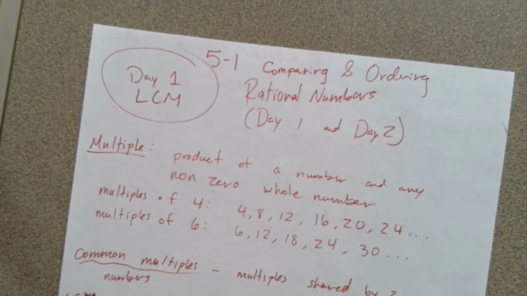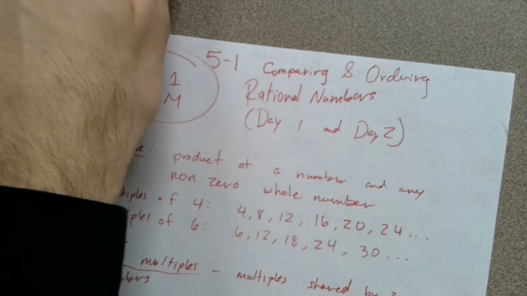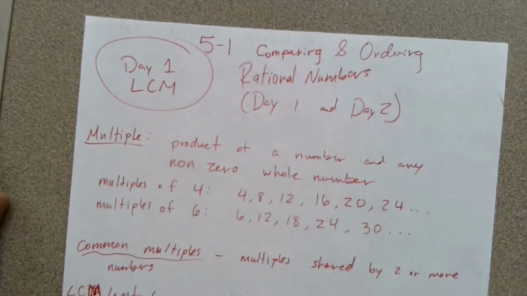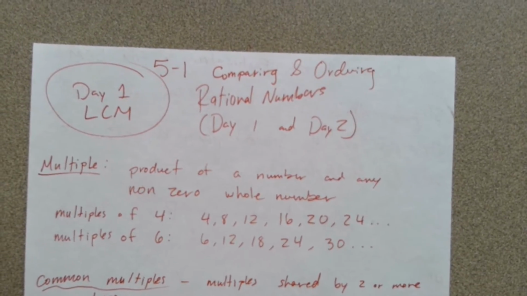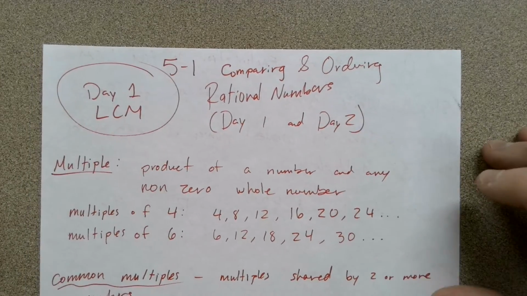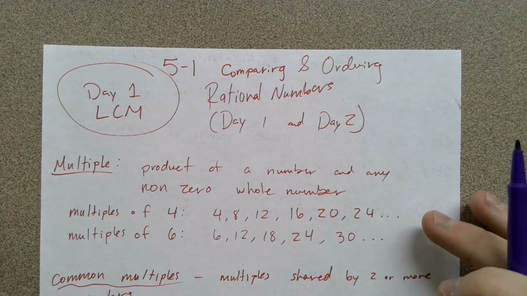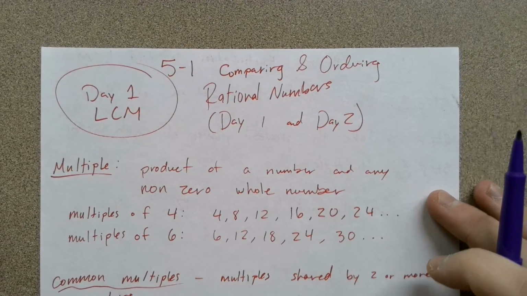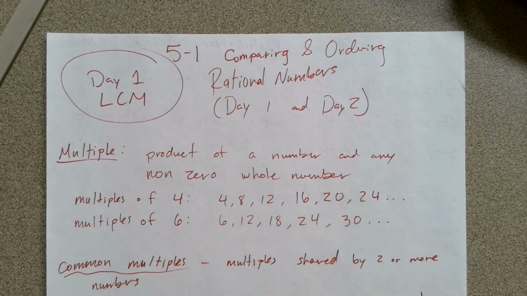We're starting a fresh chapter, chapter 5, which is titled Operations with Fractions. So we're going to be doing a lot with fractions. We have a 2-day lesson to start off here. So we're splitting 5-1 into 2 days. It's called Comparing and Ordering Rational Numbers. But today we are going to be looking at least common multiples. We have worked with least common denominators. This is going to be similar to that, but a little bit different. You'll see some similarities as we dive in here.